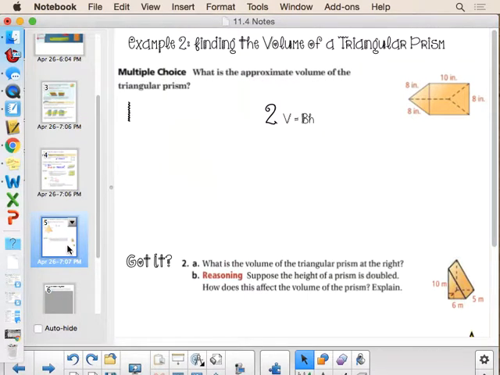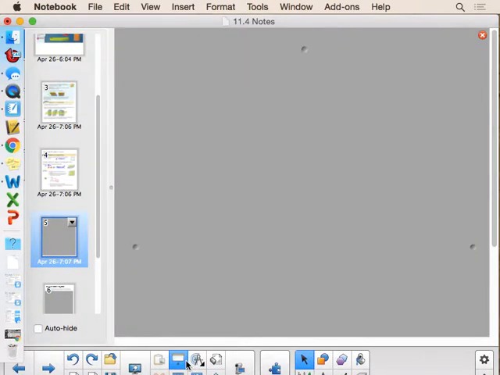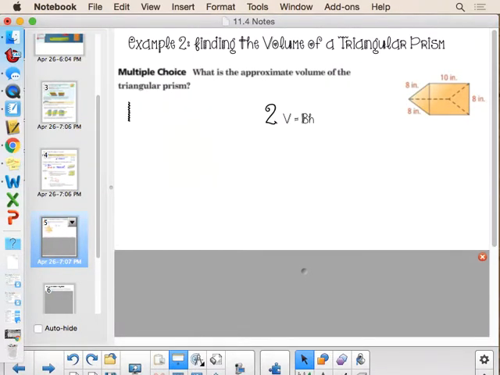All right, let's get a little bit more fancy. Okay, cover up that guy. Don't get too excited for yourself. All right, what is the approximate volume of the triangular prism?